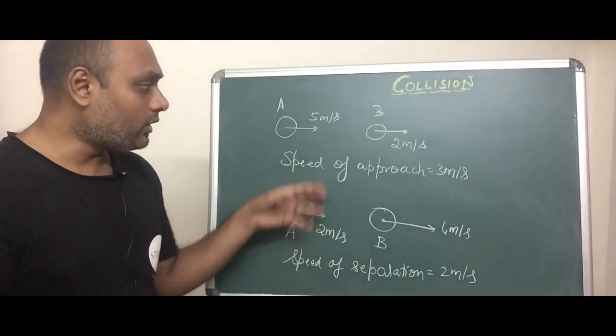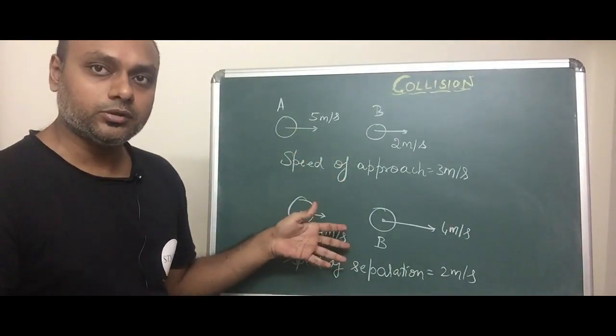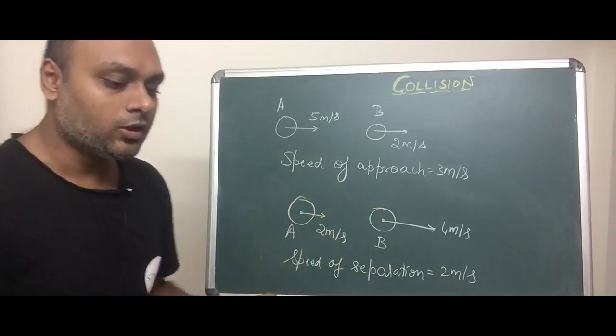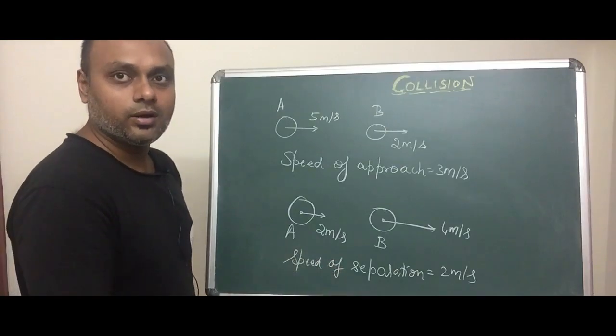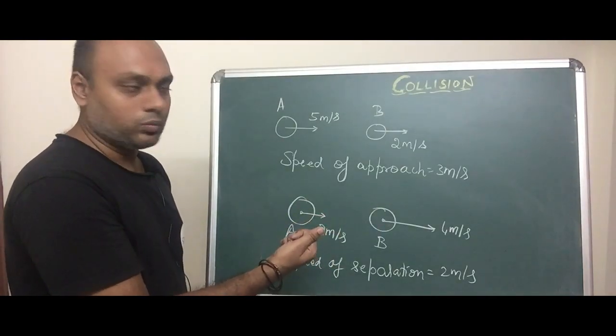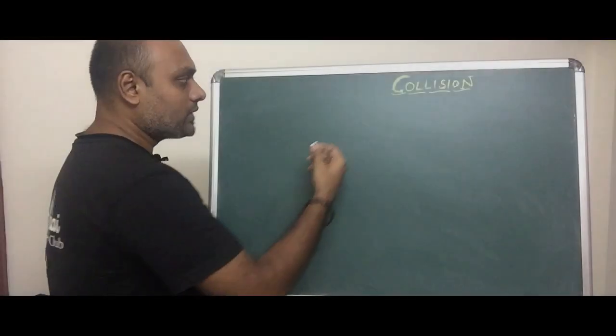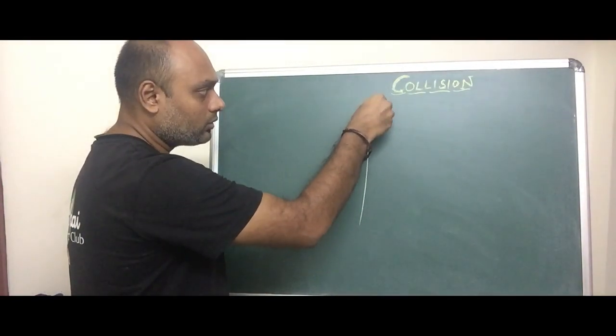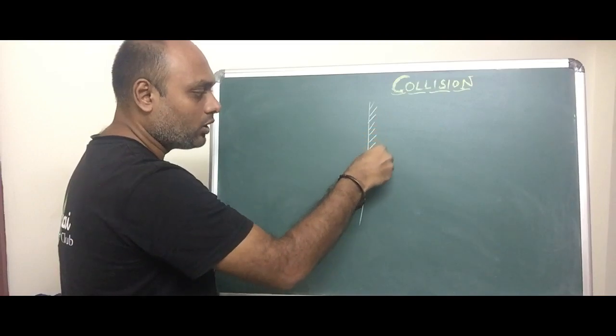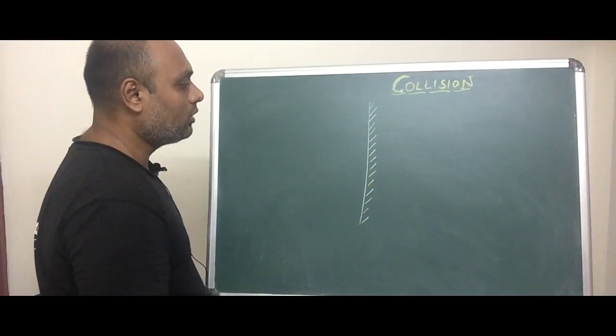Now we'll try to understand how to write speed of approach and speed of separation when there is an indirect collision taking place. So that is somewhat conceptual. You can try to understand it with the examples that I am going to show. So let's consider a case like this. Say that is a vertical wall. I'll represent a wall like this. So that's a vertical wall.